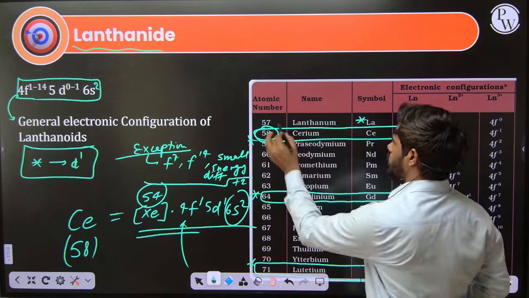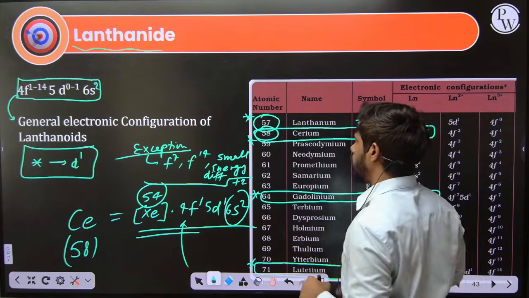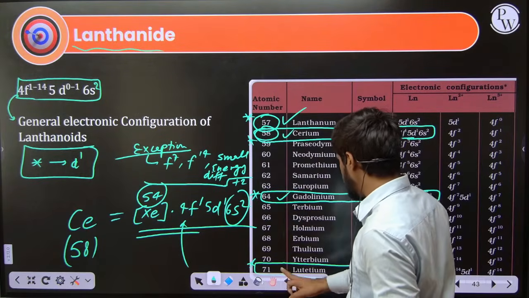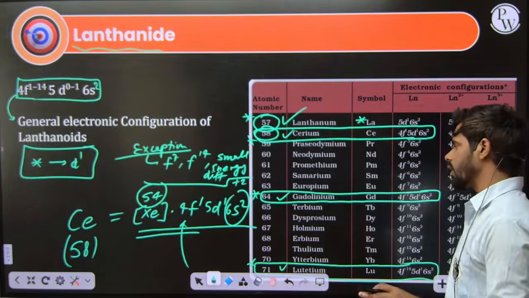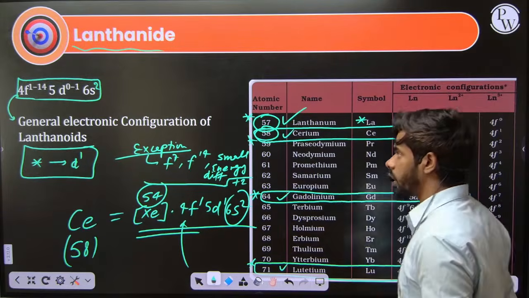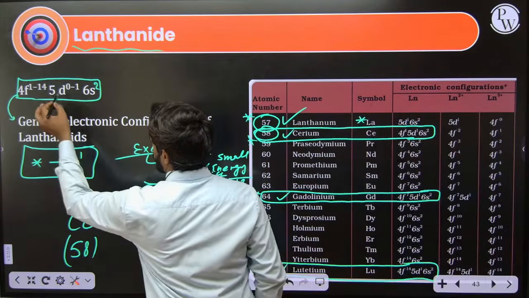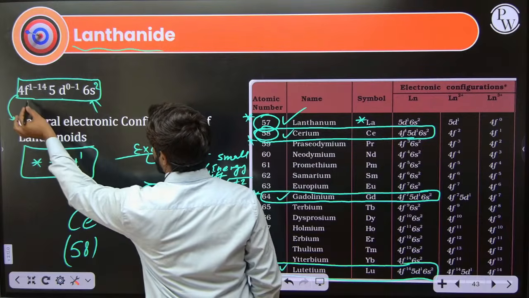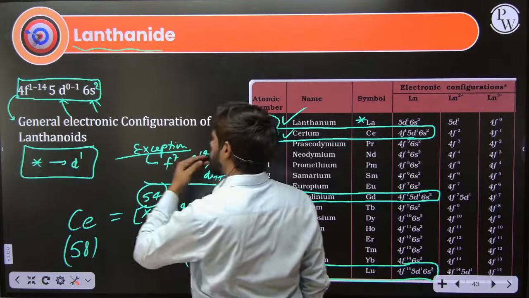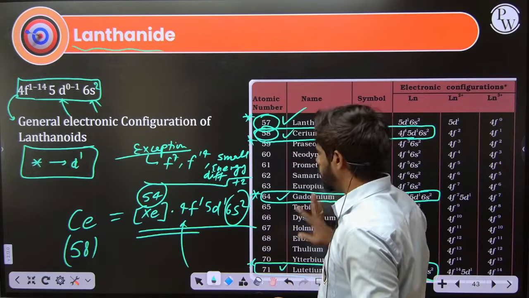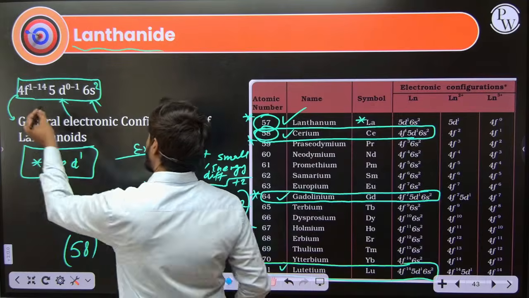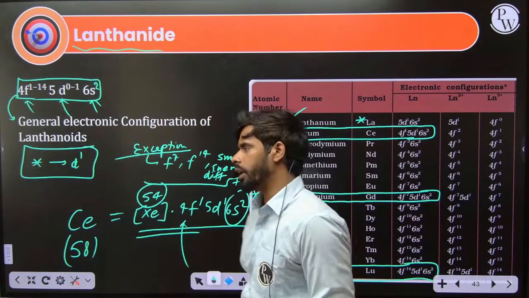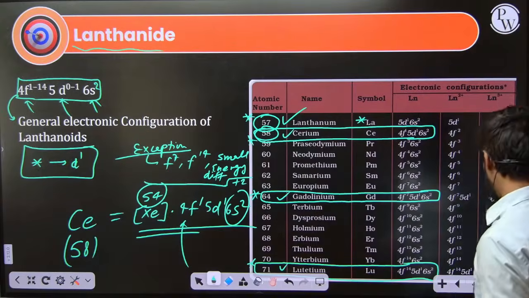In case of lanthanum also it is there, d1. So lanthanum, cerium, gadolinium and lutetium have a different configuration than the regular one. So what is the regular one? First we fill in the 6s orbital, then we fill in the d according to the given table. We have 4 elements where it is getting d1. Otherwise we can fill all the remaining electrons in the f orbital. This is the way to do the configuration of lanthanides.